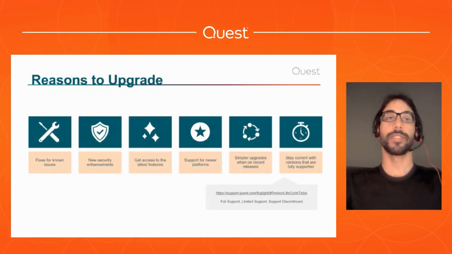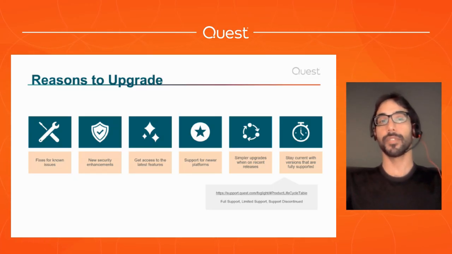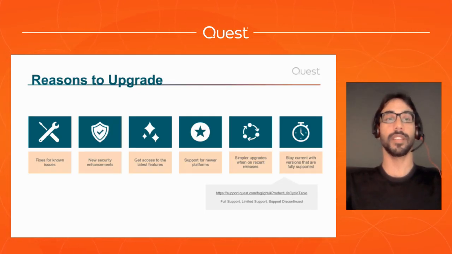So, why upgrade? One of the reasons would be getting access to the latest fixes for known issues. This can be applicable for different parts of the product, including core components and the various cartridges. There's also some new security enhancements. This could be, for example, updates to third-party libraries, which include security fixes. There's also access to new features. Foglight is constantly improving, so new features get added with the different releases. We'll look into some of the latest security enhancements and features later in the presentation.